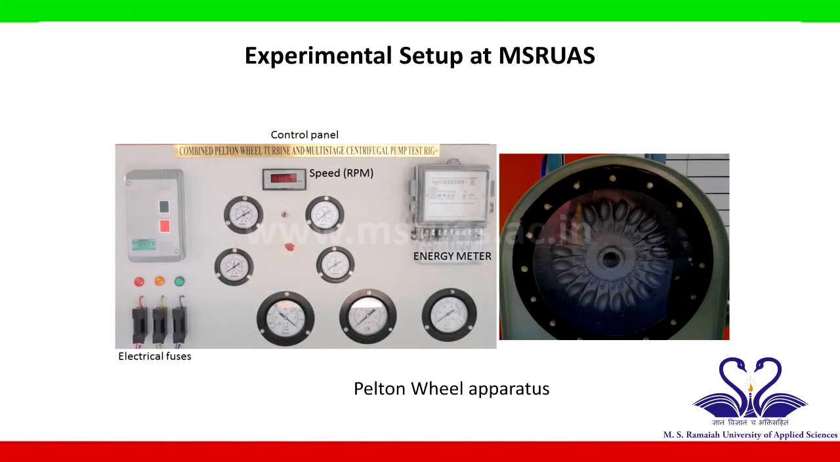At MSRUAS laboratories, there is a setup of combined Pelton wheel and multi-stage centrifugal pump. The high head for the turbine is made available through the delivery of the multi-stage centrifugal pump at high pressure. The experiment on Pelton wheel can be conducted in two different modes, either by keeping the head constant or by keeping the speed constant for different valve openings and loads.